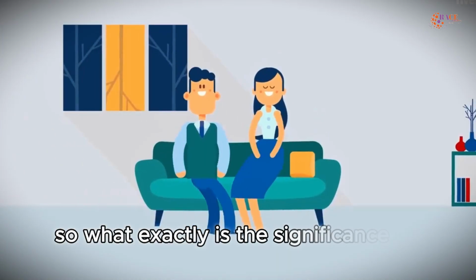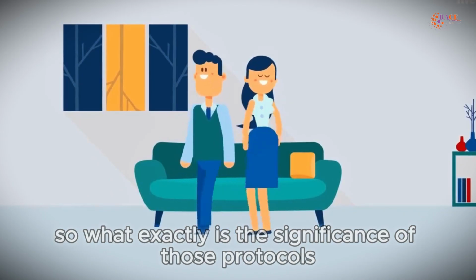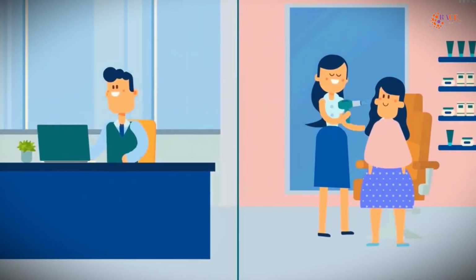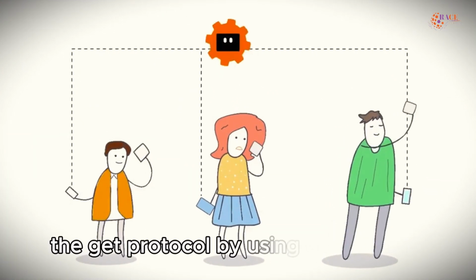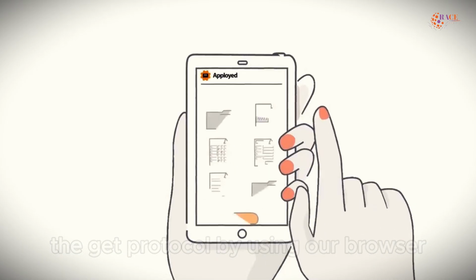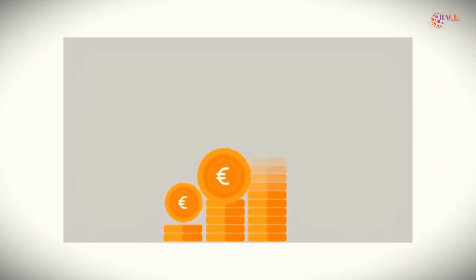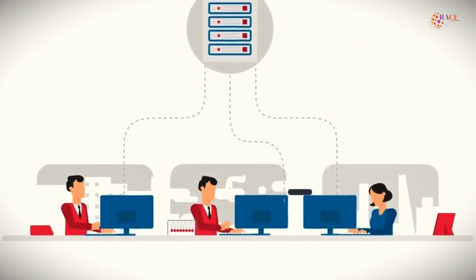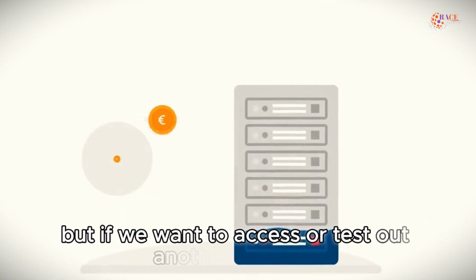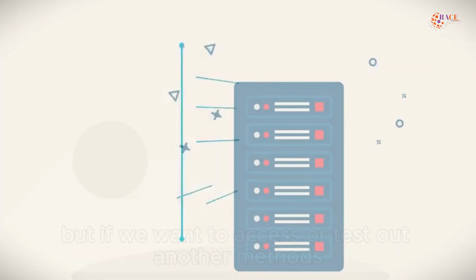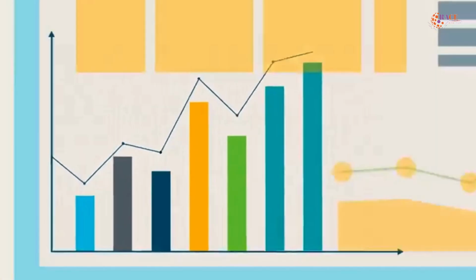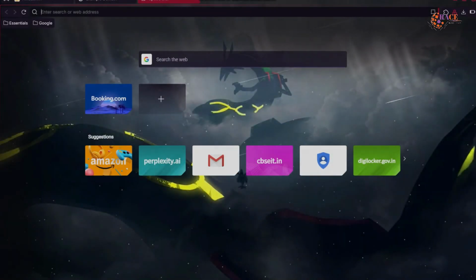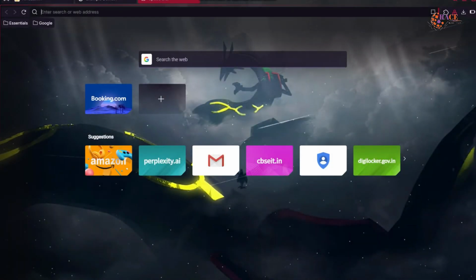So what exactly is the significance of those protocols right now? Right now, we can only access the GET method by using our browser. But if we want to access or test out other methods, then we are going to use Postman or any other similar application.